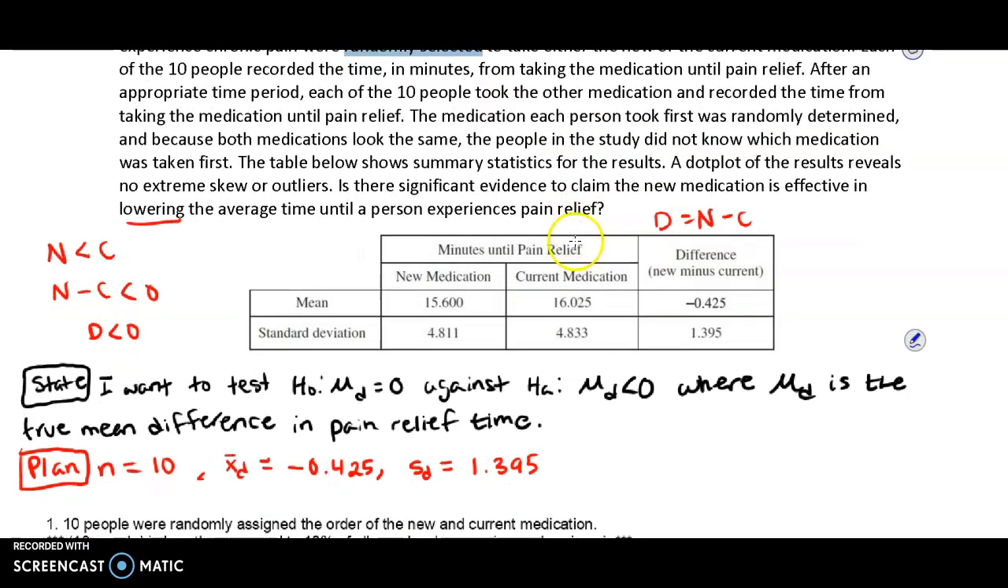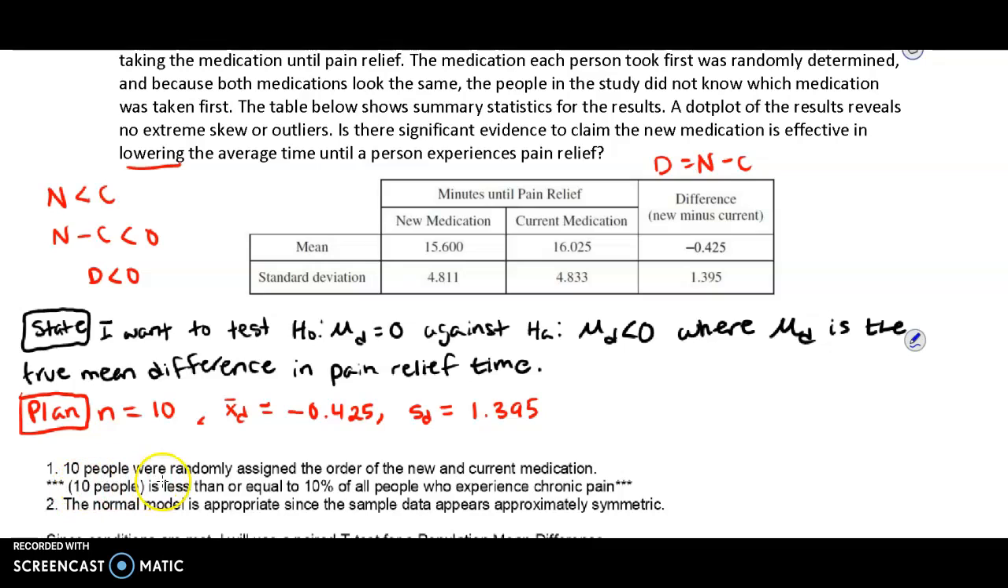That means I do have to check the 10% condition. So 10 people is less than or equal to 10% of all people who experience chronic pain. Now I put this with stars around it because you don't have to do this every time you have an experiment. This is just a special case where I have a random selection of participants for my experiment. Now on the AP exam, if you accidentally check the 10% condition while it's clearly an experiment, you are going to get penalized and they will deduct your score. So that'll take you from a 4 to a 3 or a 3 to a 2.